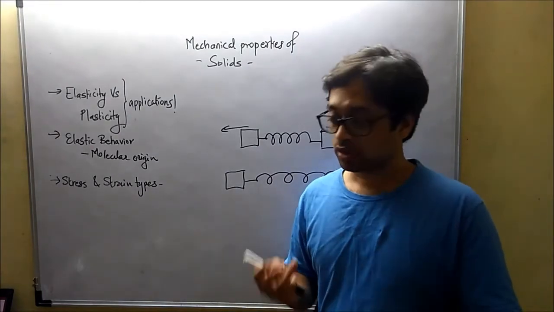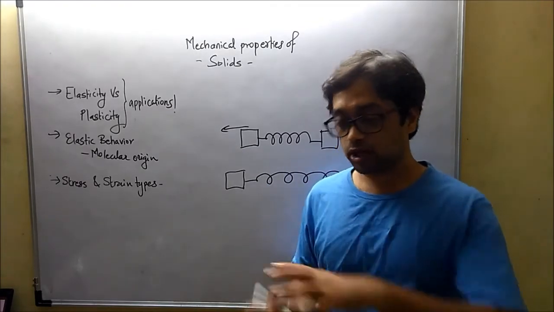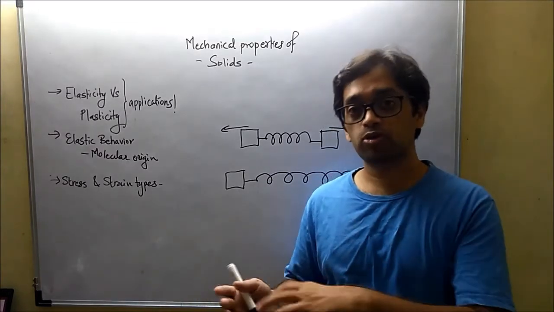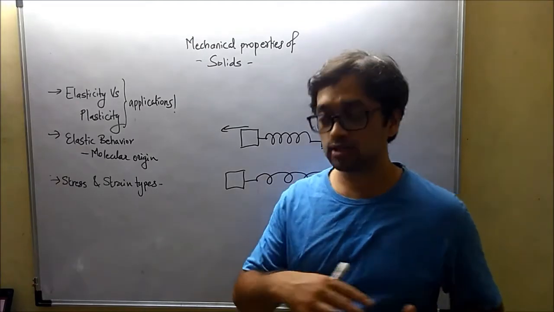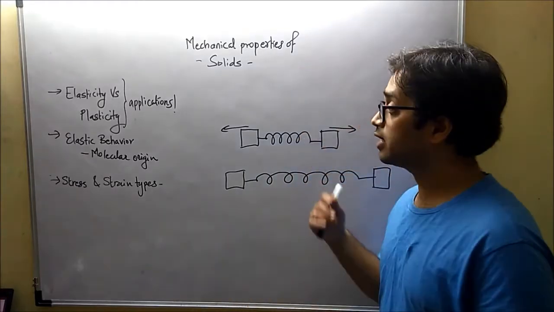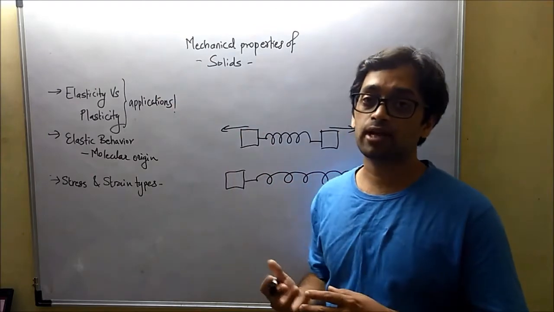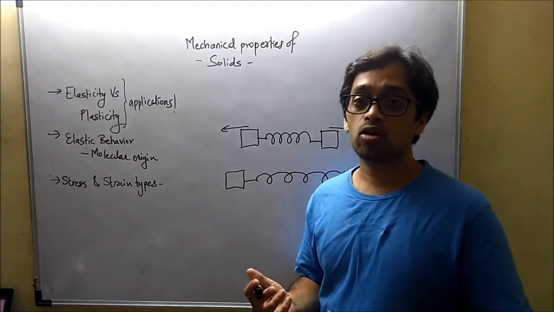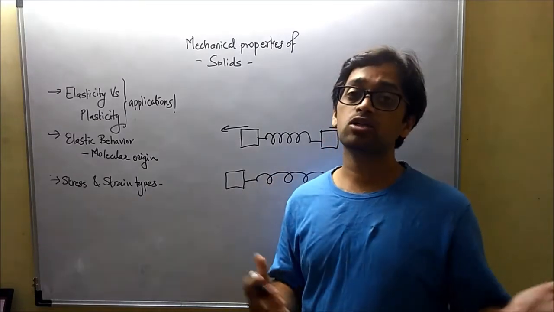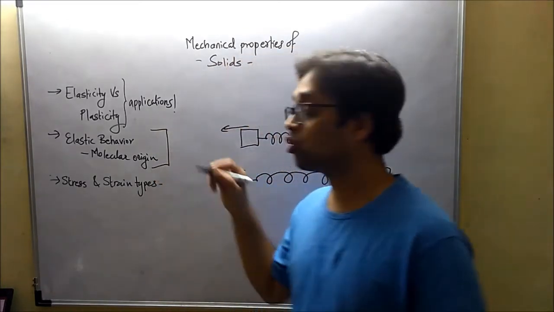Take some mud, a mixture of soil and water. Take that mud and put it in one form, and then try to deform it. When you try to deform it, it gets deformed, but then it doesn't swing back to its original form. So that's the plasticity behavior that is exhibited by solids. So solids can either be elastic or they can be plastic. Now why do many of the solids show elastic behavior, and why are there many other solids which show plastic behavior? The reason lies in the molecular origin.